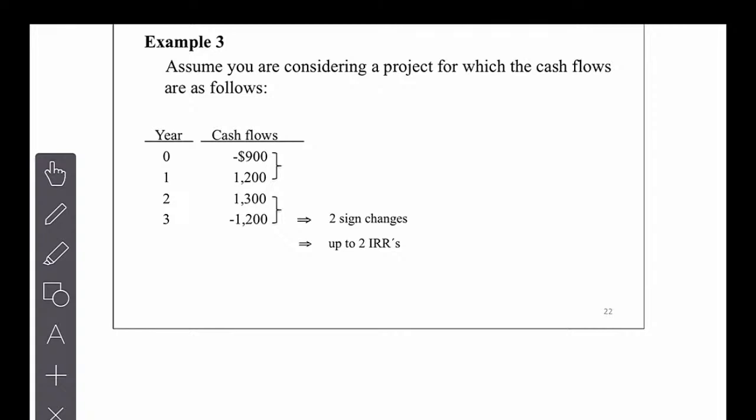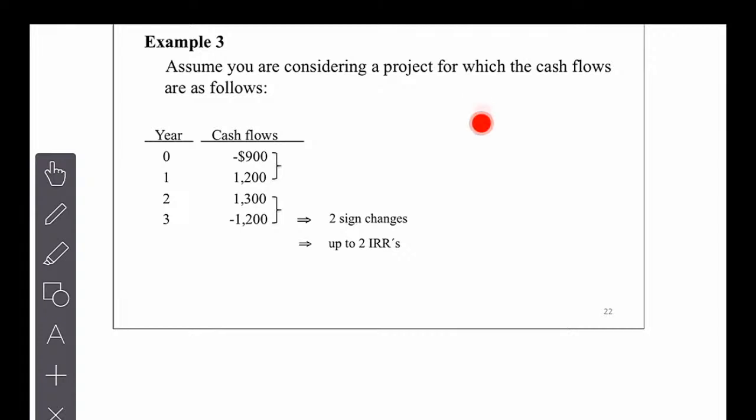So, assume you are considering a project for which the cash flows are as follows. So we look at these. It looks like an investment project because it's a negative, and then it goes to positive, and still positive. But then it goes back to negative. So there's 2 sign changes. So there could be up to 2 IRRs.